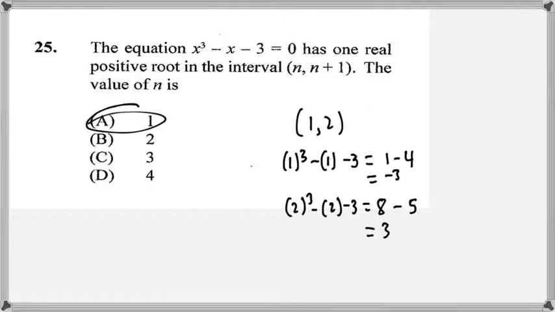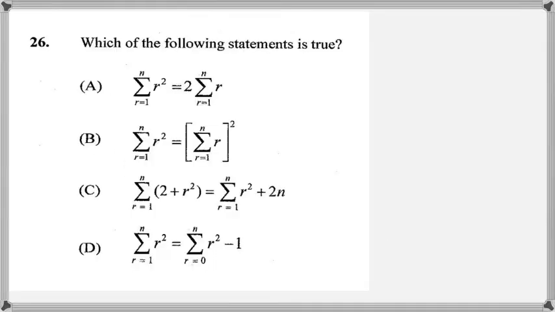So that's that. Now let's look at another question here. We have question 26. Which of the following statements is true? We have some summations here, and they're saying, is this equal to this? Let's look at each one. What it's saying here is that the summation from r equals 1 to n of r squared is the same as 2 times the sum from r equals 1 to n of r. That's not right. That doesn't look right at all.